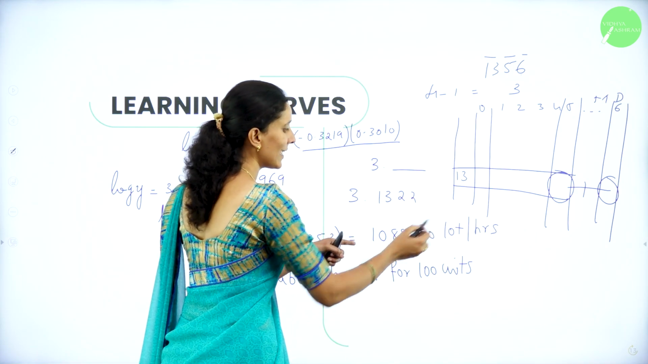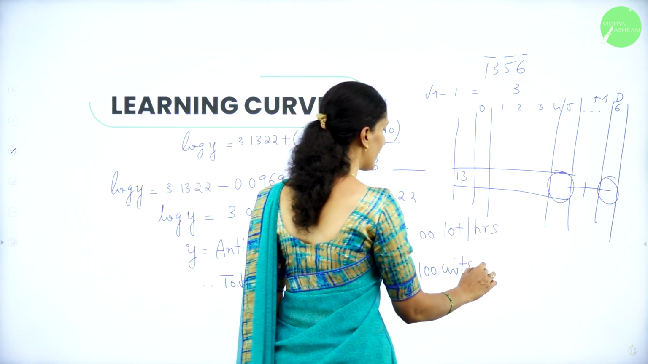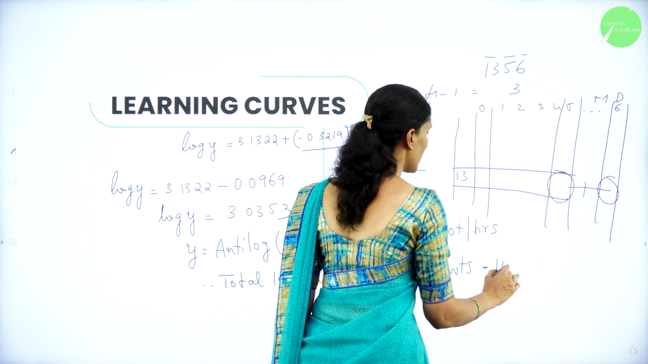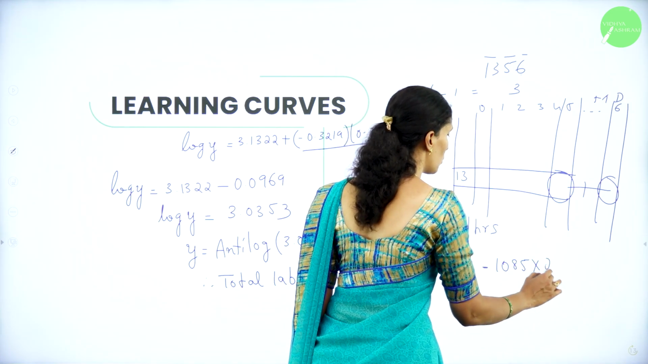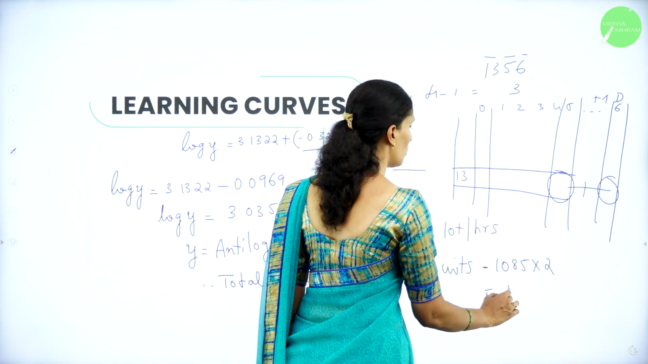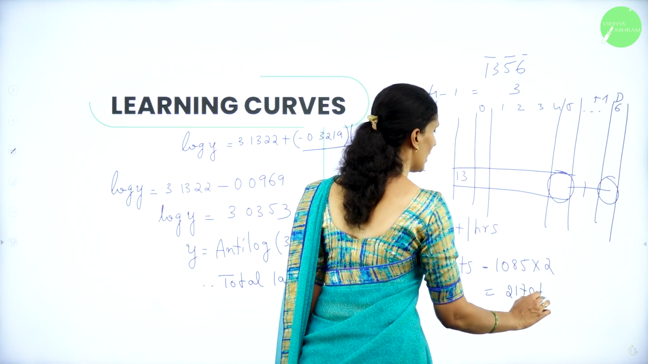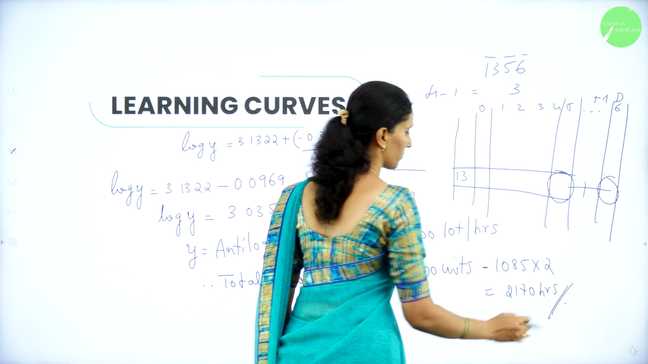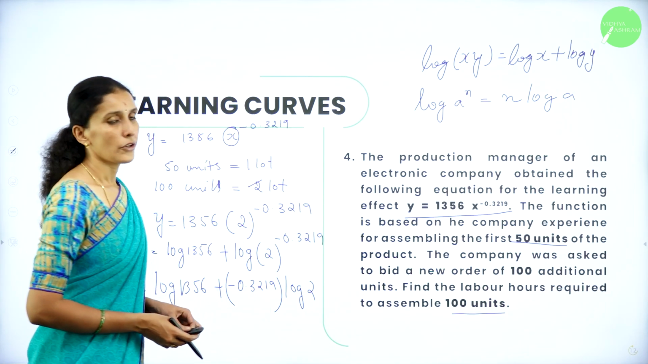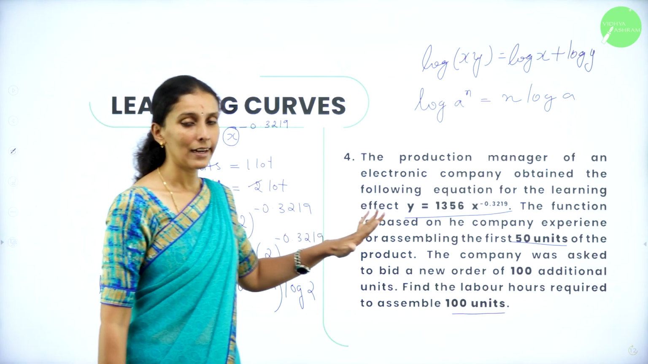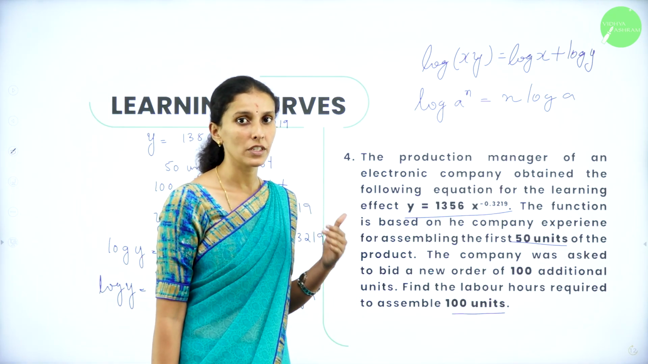This is for only a single lot. For 100 units we have taken it as 2 lots. So therefore it is equal to 1085 into 2, which is equal to 2170 hours. So using this equation we can calculate how many lots can be produced in an hour.